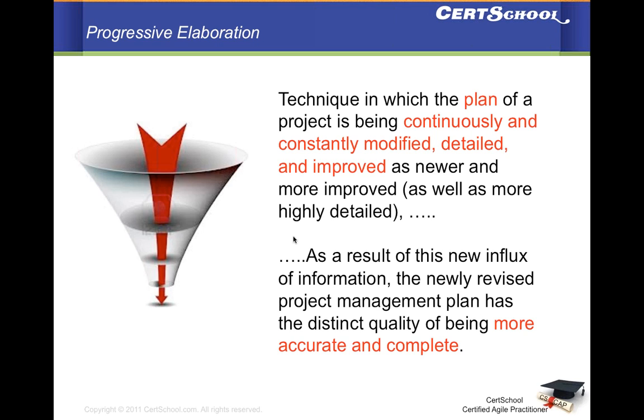let's first look at the definition of progressive elaboration. So, progressive elaboration is a technique in which the plan of the project is being continuously and constantly modified, detailed, and improved as newer and more improved information is made available. As a result of this new influx of information, the newly revised project management plan has a distinct quality of being more accurate and complete.